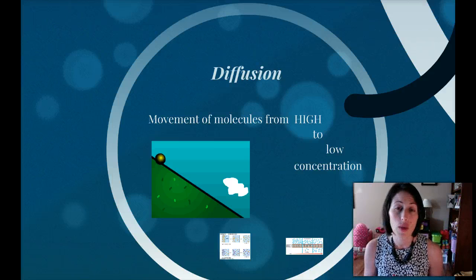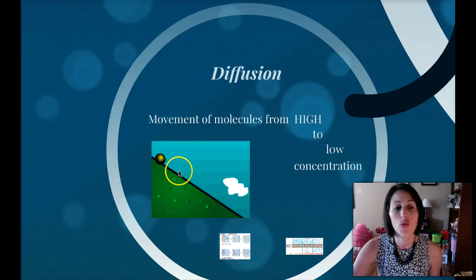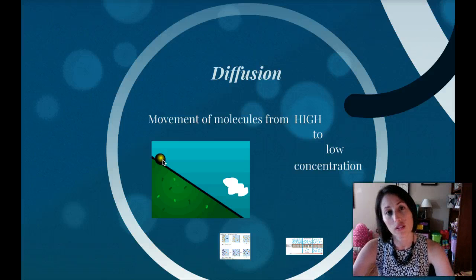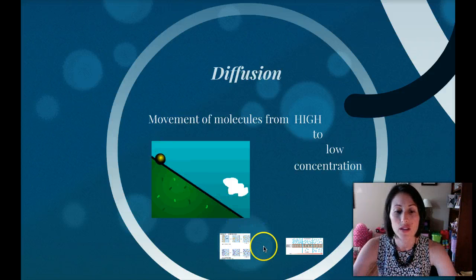And the first way that it does that is called diffusion. Diffusion is just movement of molecules from high to low concentration. So I kind of picture it like a ball rolling down the hill. After you give the ball a little nudge, it doesn't require any energy for that ball to be rolling down the hill. It goes from high to low concentration. It's an easy movement.